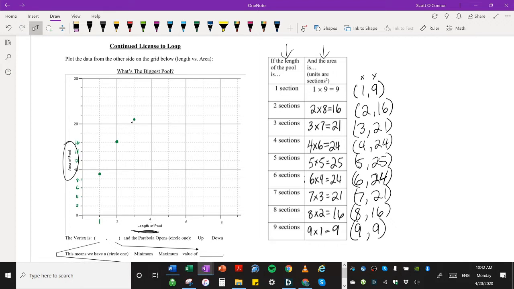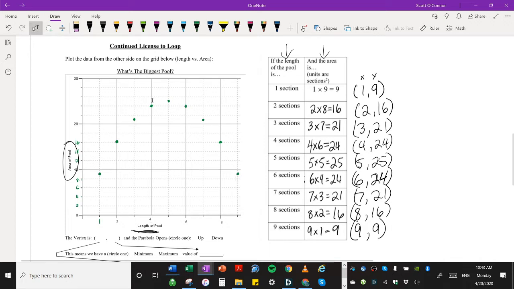And then 4 and 24 takes us here. And then 5 and 25 brings us here. 6 and 24, here we go. 7 and 21. And 8 and 16. And 9 and 9. There you go.